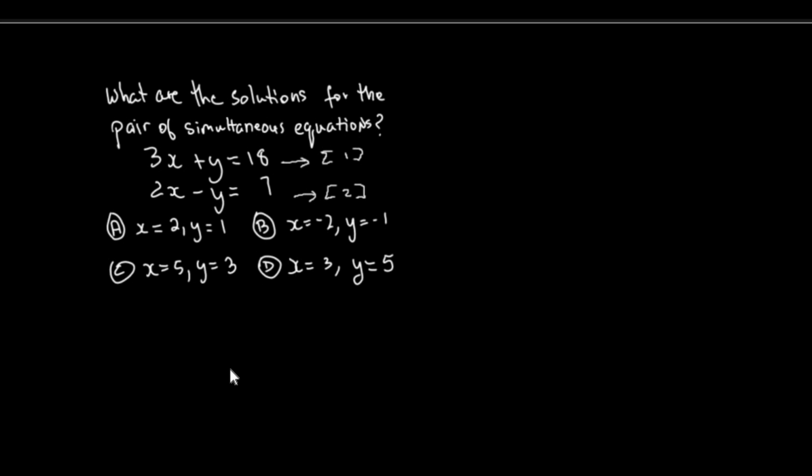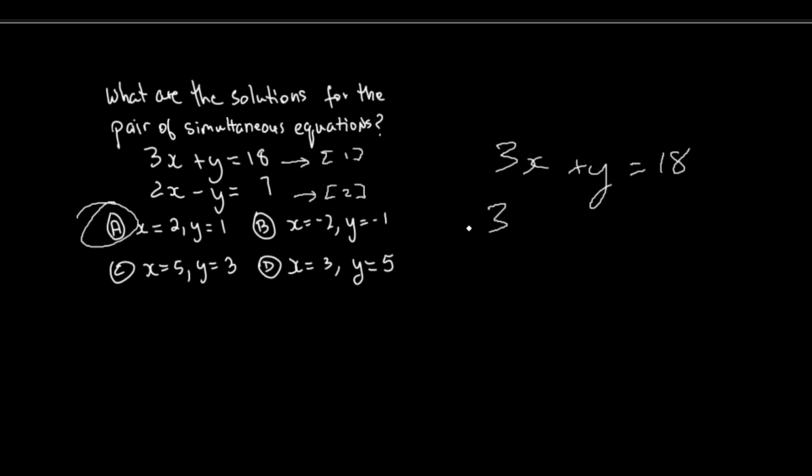All right, for this question, what you really want to do is substitute these x and y values into the original equations. So the question reads, what are the solutions for the pair of simultaneous equations? We have equation 1, we have equation 2. So let's try them. That's basically how you do this. So we're going to take equation 1, for instance. Let's try A.